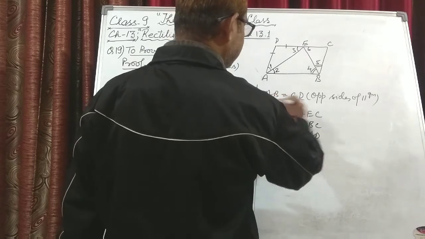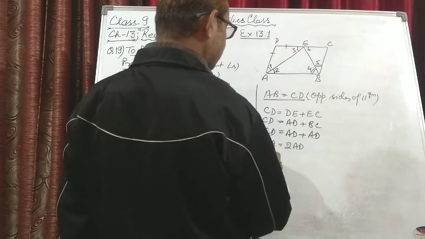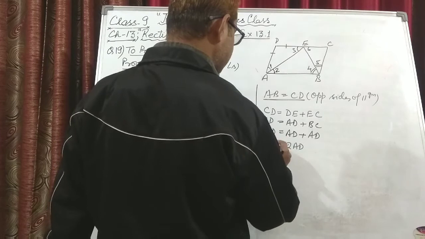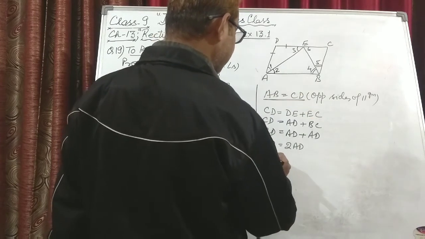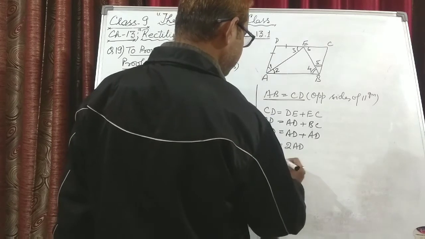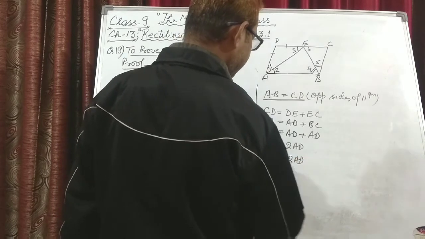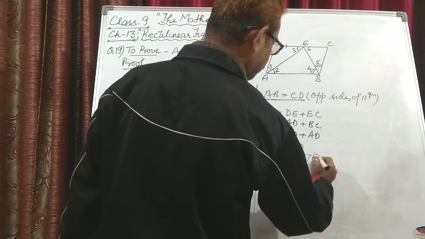But we know that AB and CD are equal. So in place of CD we can write AB. So AB is equal to 2 times AD. That is the proof.